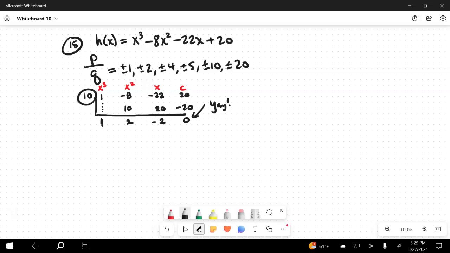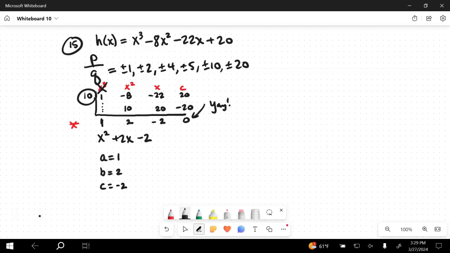Okay, now that means we've had a successful division, so we're going to mark it, and our polynomial drops down to a second degree polynomial. So you take it out, and unfortunately that one doesn't factor, so we're going to use our quadratic formula. A is 1, B is 2, and C is negative 2.